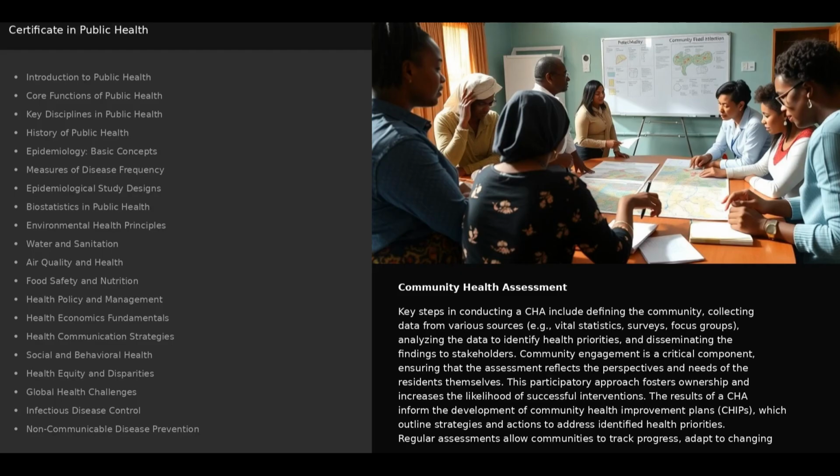The results of a CHA inform the development of Community Health Improvement Plans, CHIPs, which outline strategies and actions to address identified health priorities. Regular assessments allow communities to track progress, adapt to changing needs, and continuously improve their health outcomes. It is a cyclical process that drives continuous public health improvement.